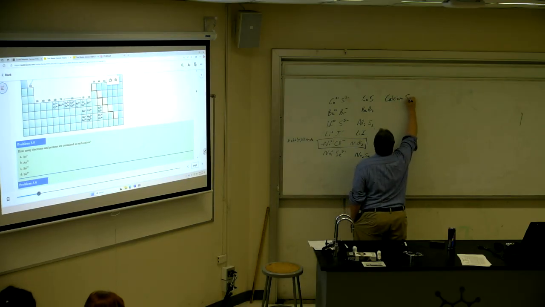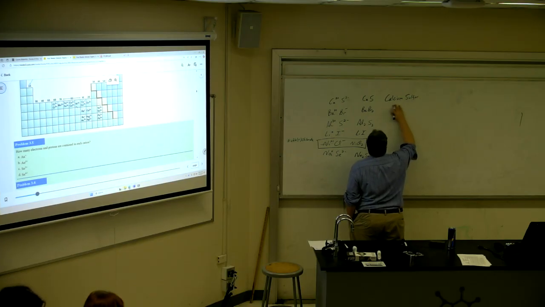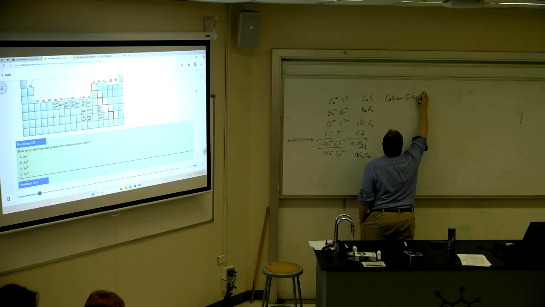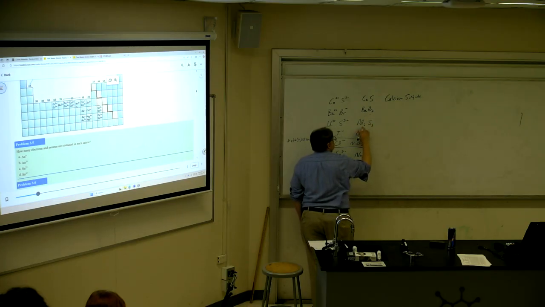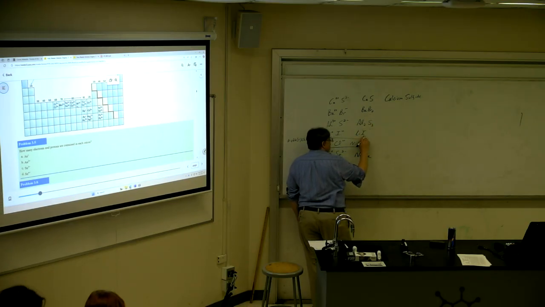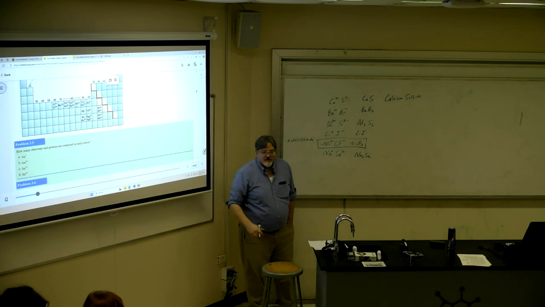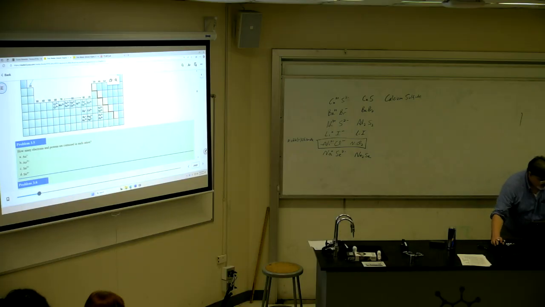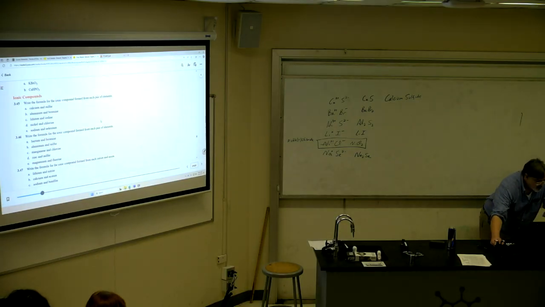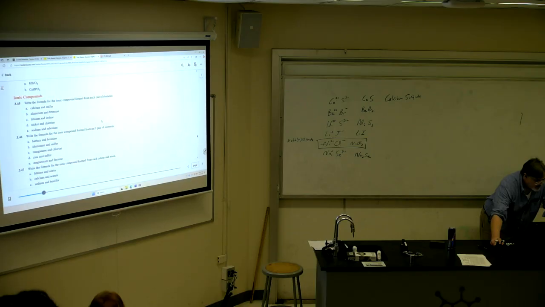What about the names? What would be the name of this? It's got calcium and sulfur. You leave the metal name the same and change the end to sulfide. This is barium bromide, aluminum sulfide, lithium iodide, and sodium selenide. So those are the names.